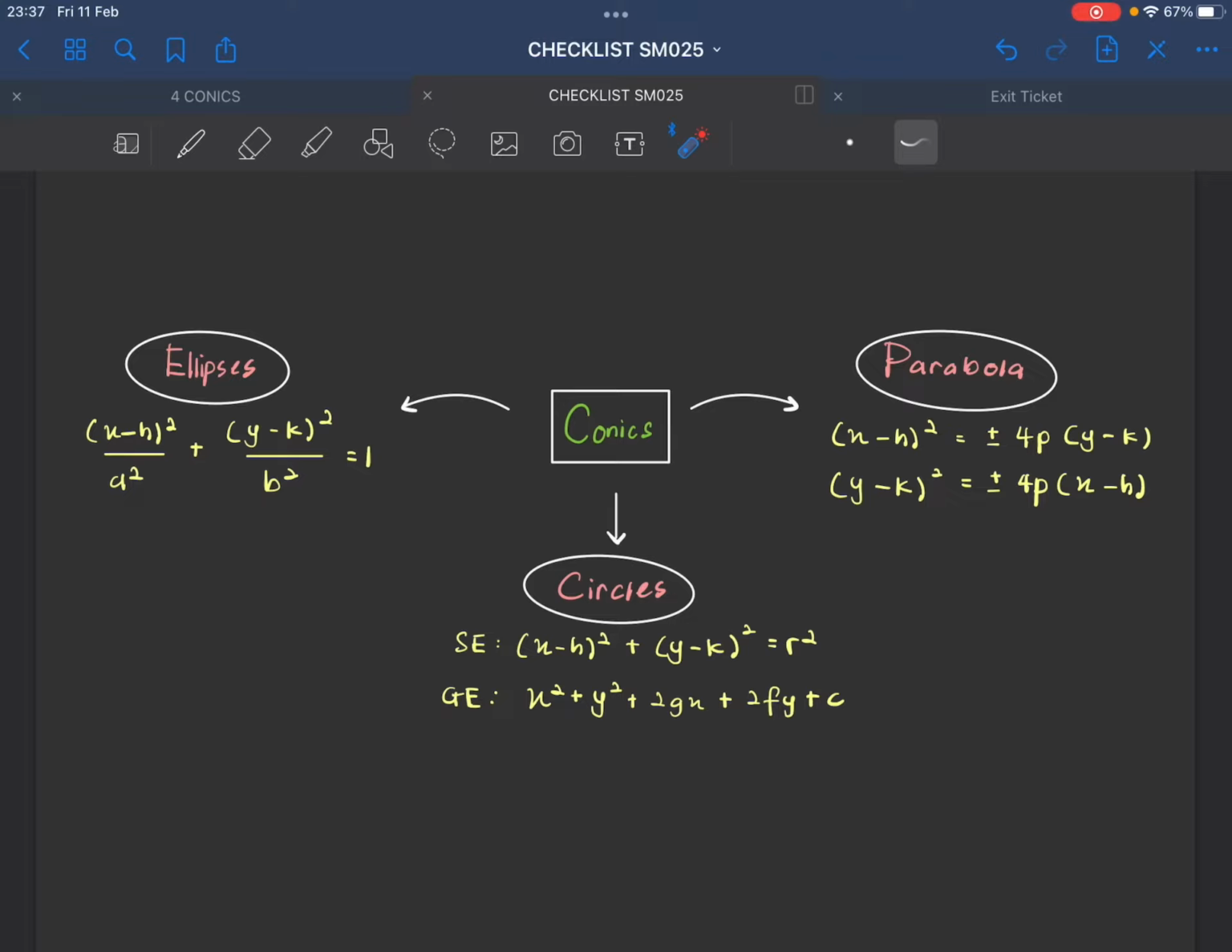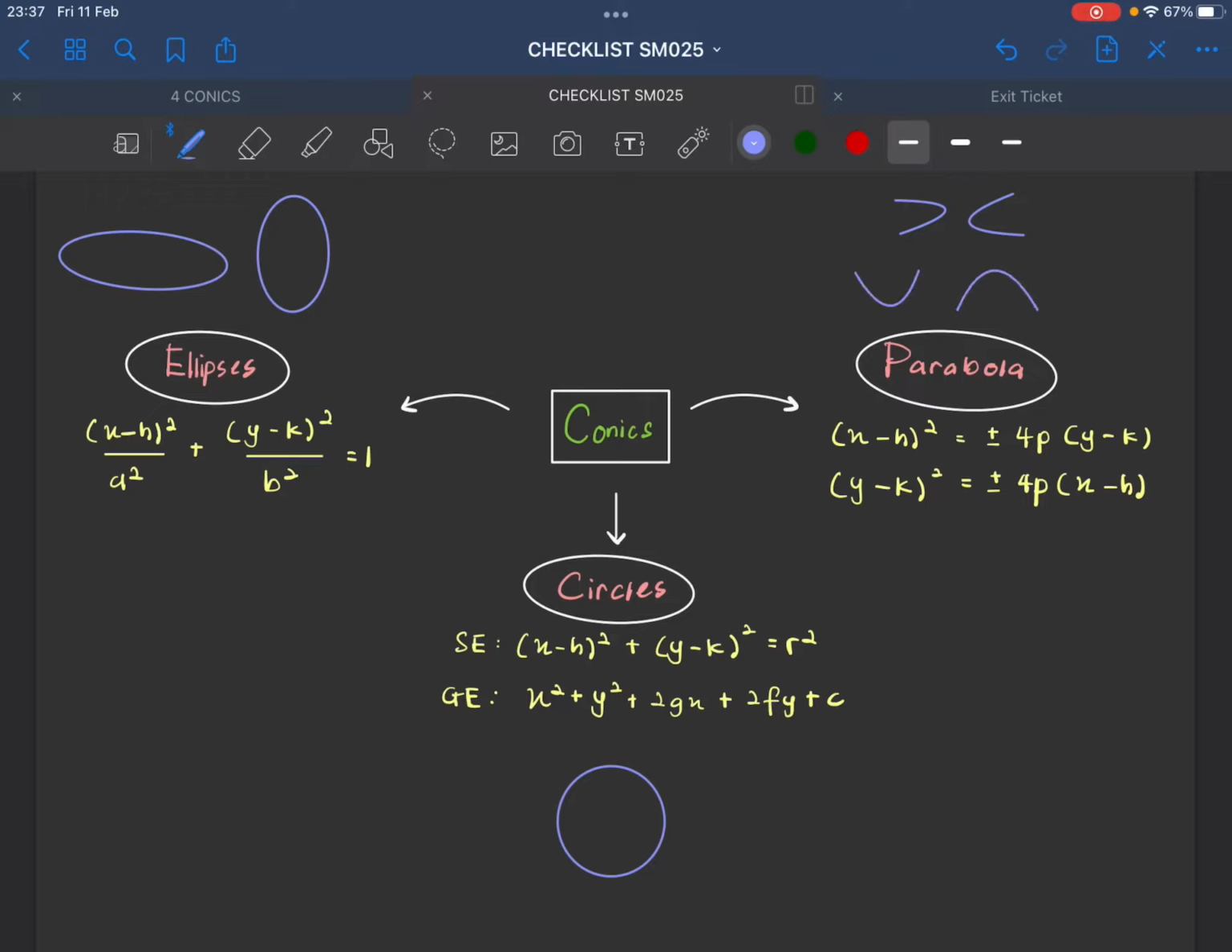Let's go with the circle first. The circle, obviously, the shape is like this. For ellipse, we have two shapes, horizontal ellipse and also vertical ellipse. The next one is parabola. For parabola, we have 4 different shapes. We have opens left, opens right, and then opens upward, and opens downward.